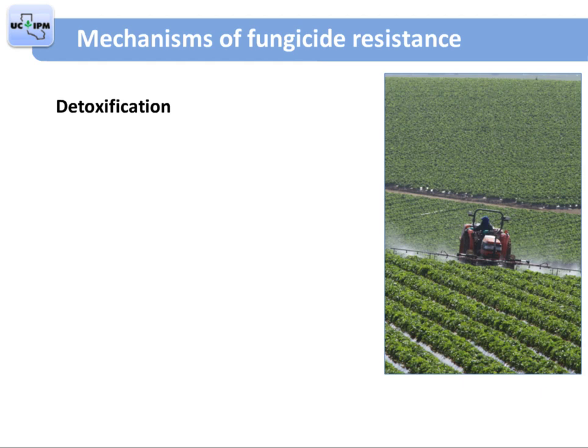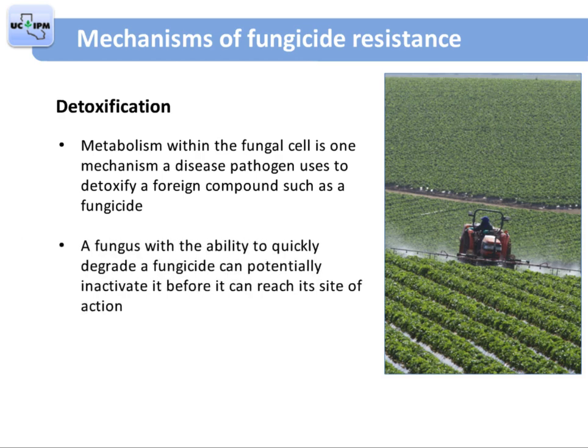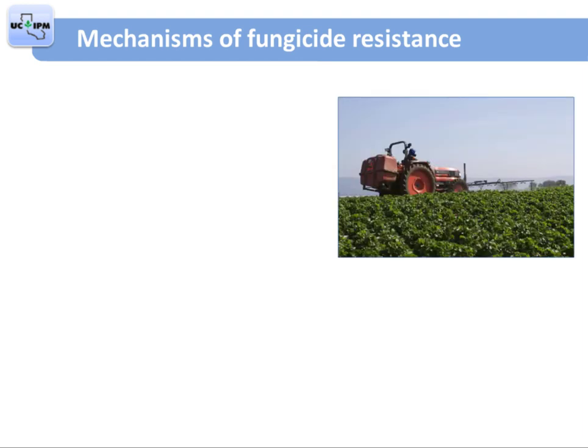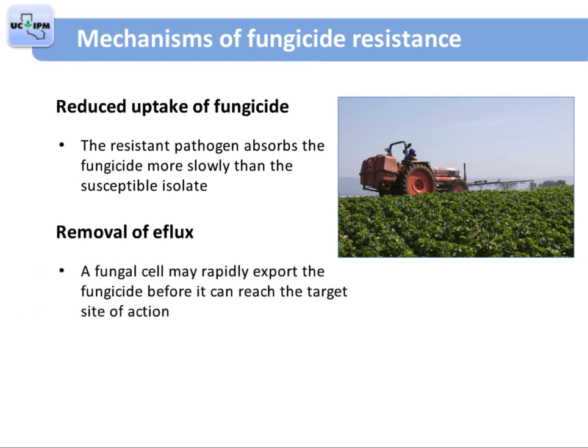Detoxification is another way fungi become resistant. The metabolism within a fungal cell is one mechanism a disease pathogen uses to detoxify a foreign compound such as a fungicide. The fungus has the ability to quickly degrade a fungicide and potentially inactivate it before it can reach its site of action. A third way fungi become resistant is by reduced uptake of the fungicide. This occurs when the resistant pathogen simply absorbs the fungicide much more slowly than the susceptible or sensitive isolate. Finally, there is removal or efflux. A fungal cell may rapidly export the fungicide or move it somewhere else before it can reach the target site of action.